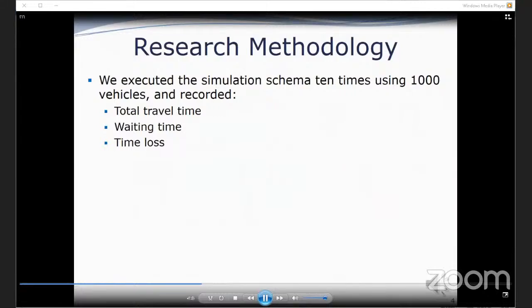For both simulation scenarios, we executed the simulation 10 times using 1,000 vehicles, and we recorded the total travel time, which is the average total time vehicles spend to reach their destinations, measured in seconds, and the waiting time, which is the average time in which the vehicle speeds were below or equal to 0.1 meter per second, and the time loss, which is the average time lost by vehicles due to driving below their ideal speeds.